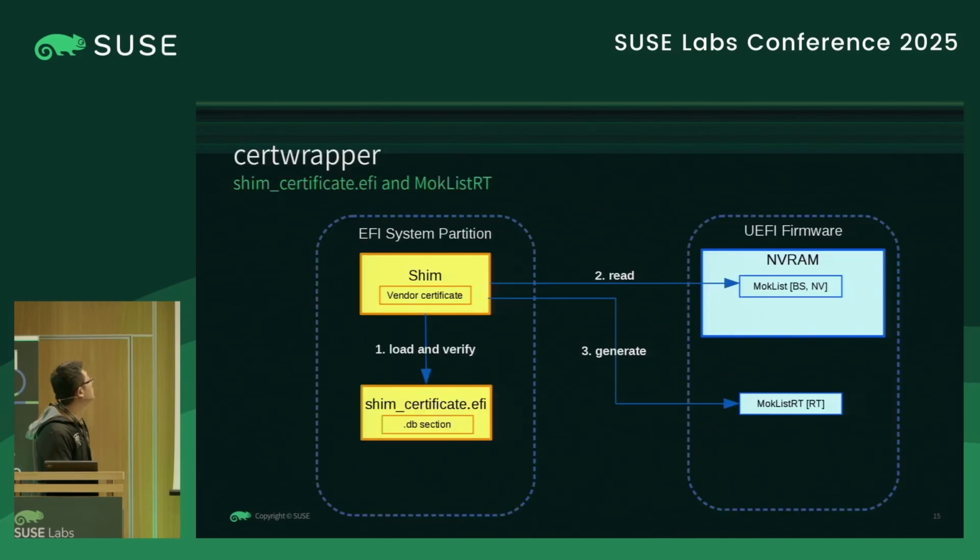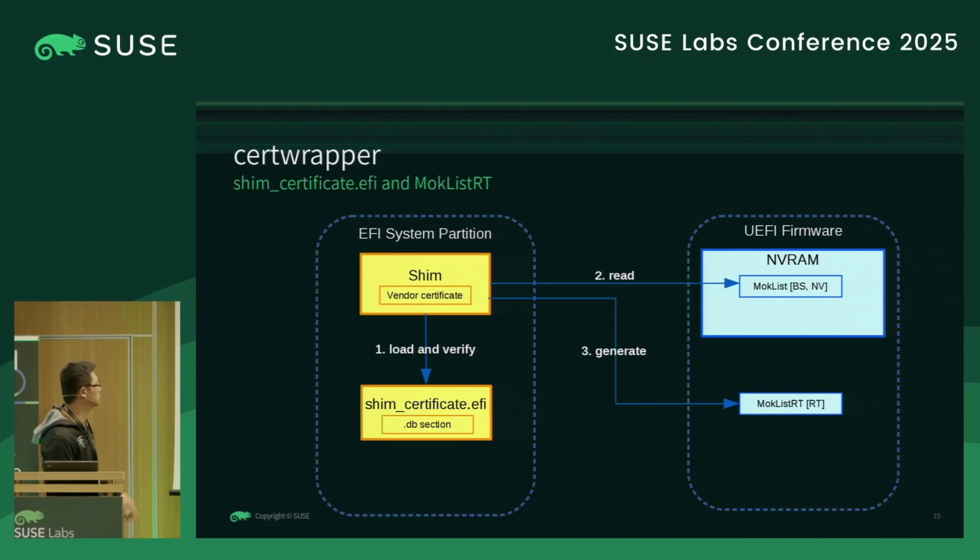So for the MOK certificate wrapper and MOK, quite simple. Shim will check if there is a shim_certificate.EFI. The name is fixed, hard coded in the Shim source code. Then it will load and verify the EFI binary. If it passes the verification, then it will load.